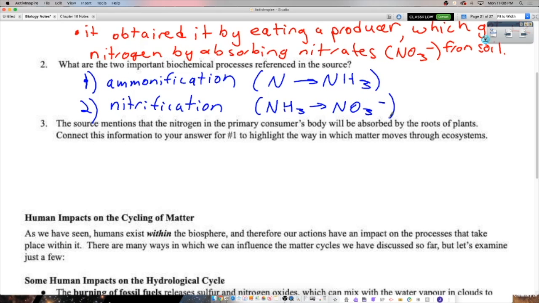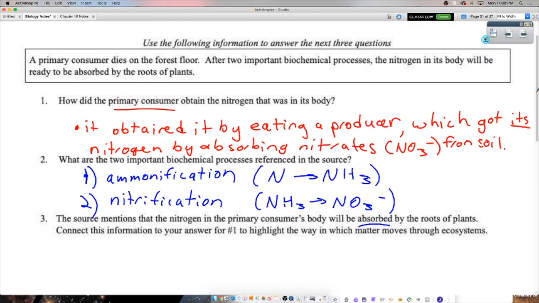Okay. Now, the source mentions that the nitrogen in the primary consumer's body will be absorbed by the roots of plants. Connect this information to your answer for number one to highlight the way in which matter moves through ecosystems. Aha. So we're saying that this little primary consumer, RIP, is going to be broken down into nitrates that will then be absorbed by a plant. Hey, where did we say that producer got its nitrogen from in the first place? Some plant, some producer, right? So it's a cycle. Eat a plant, die, become nitrates, get absorbed by a plant, right? Get eaten by something else, dies, becomes nitrates, get absorbed by a plant, right? So it's a cycle here.